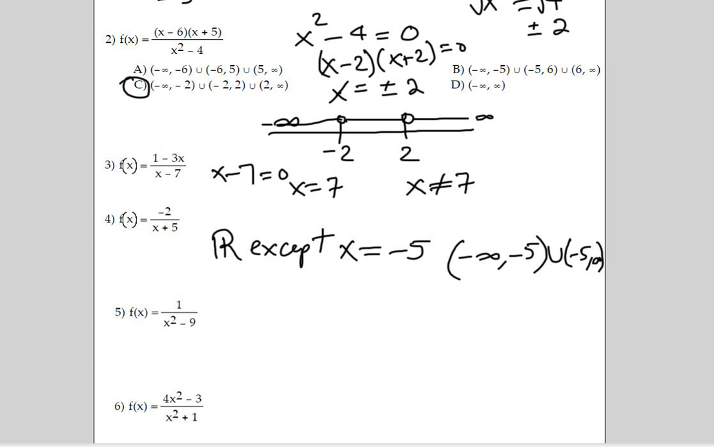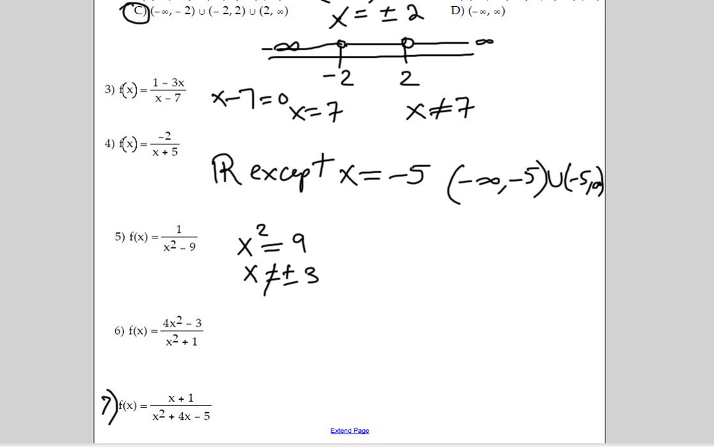Number 5 is very similar to number 2. We set x squared minus 9 equal to 0. So we get x is equal to plus or minus 3. So that's what x cannot be. X cannot be negative 3, and it cannot be positive 3. That's the domain of f of x for number 5.